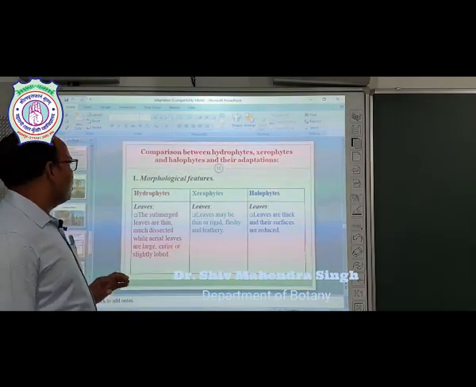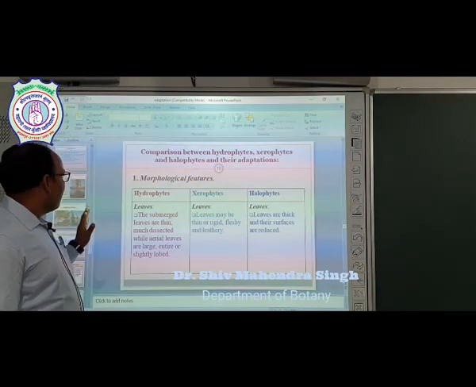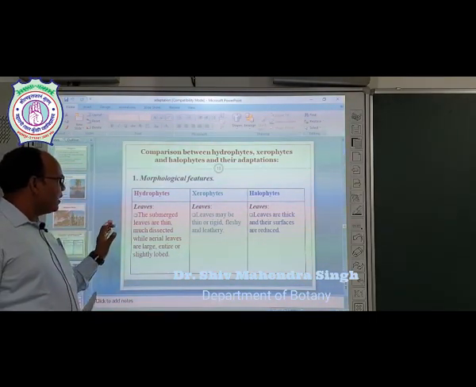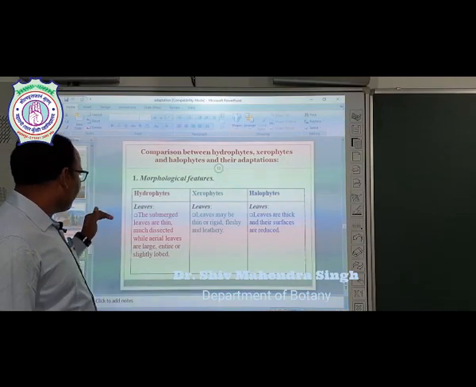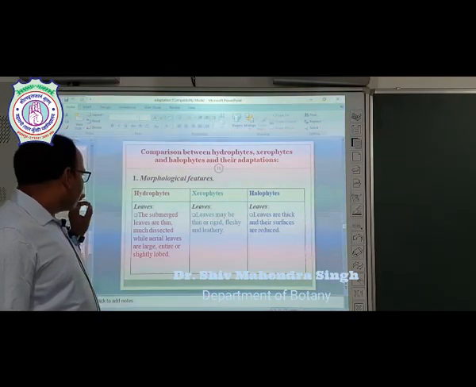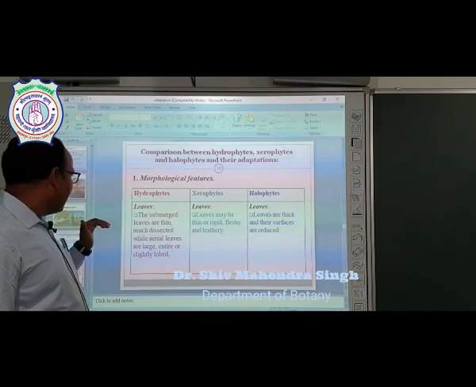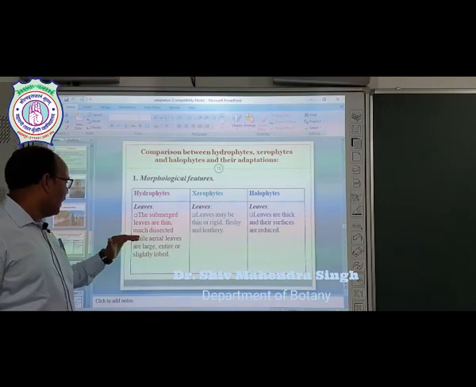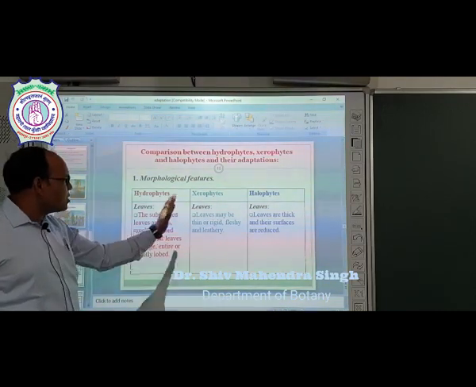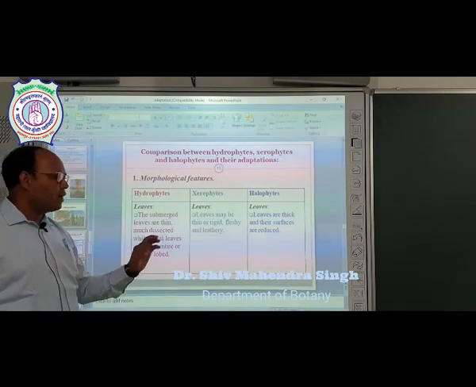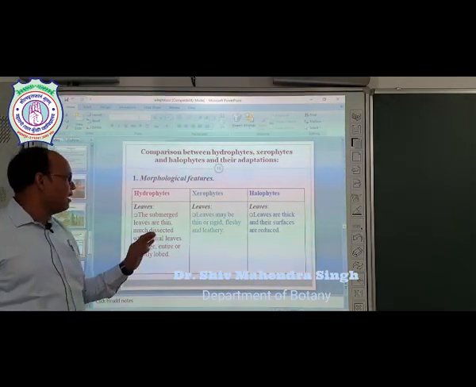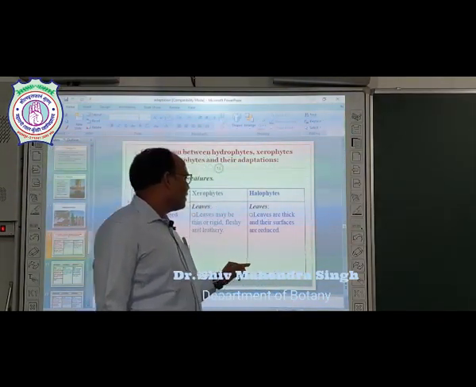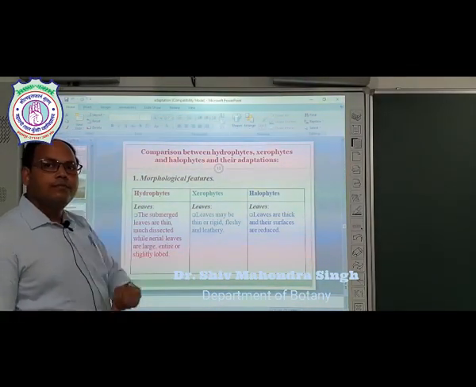Comparison between hydrophytes, xerophytes and halophytes and their morphological adaptations, with reference to leaves. In hydrophytes, the submerged leaves are thin and much dissected, while aerial leaves are large, entire or slightly lobed. In xerophytic conditions, leaves may be thin or rigid, fleshy and leathery. In halophytic plants, leaves are thick and their surface is reduced.